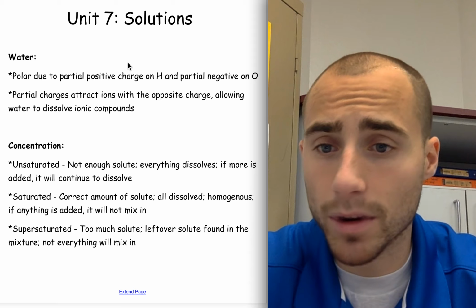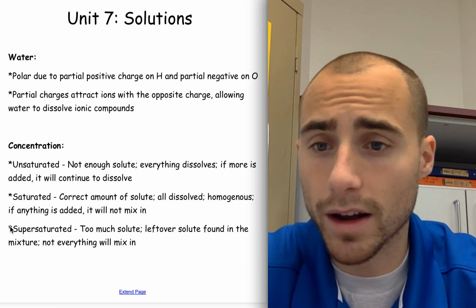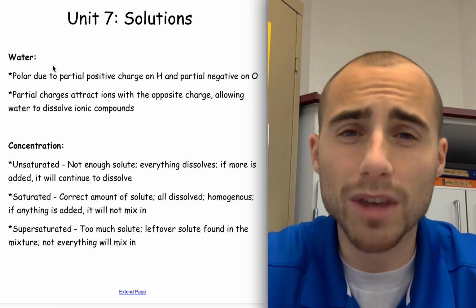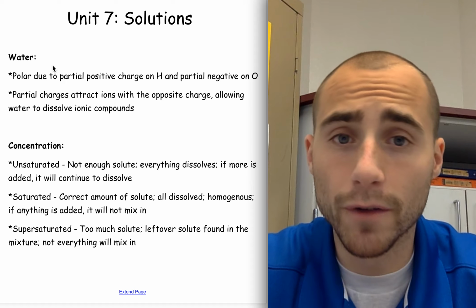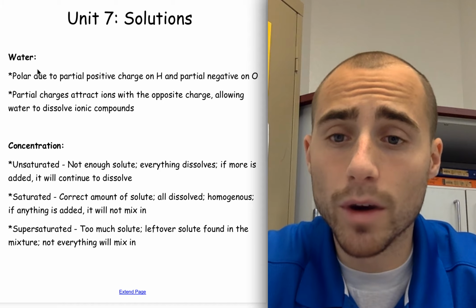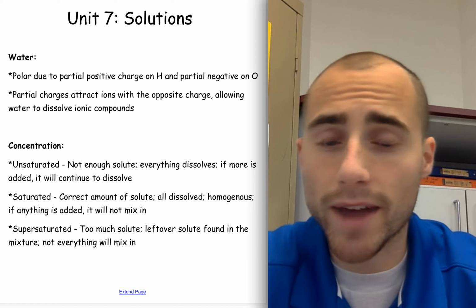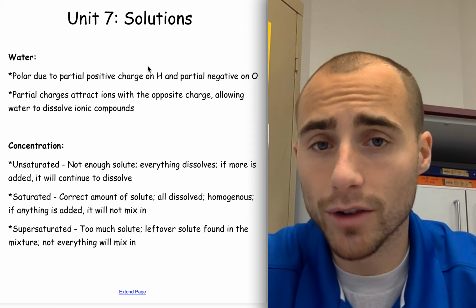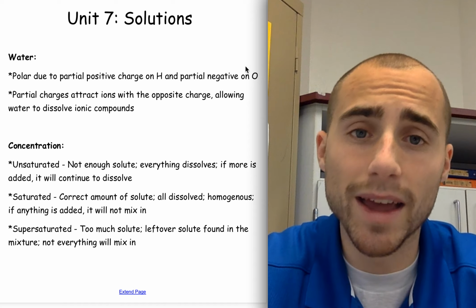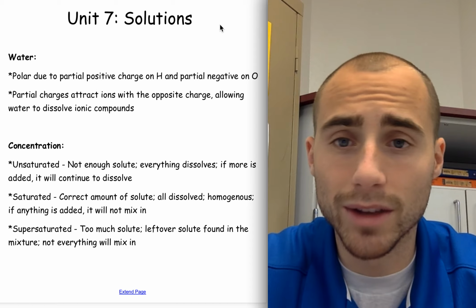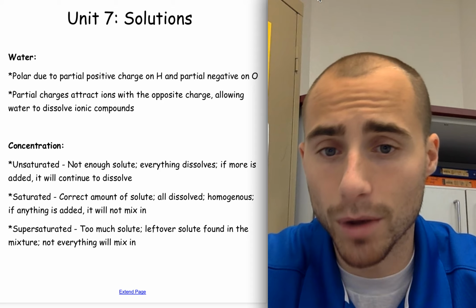Our first topic we're going to talk about is water and then concentration. So first, just some key points on water that we explored our first day in this unit. First of all, water is a polar molecule. What makes it a polar molecule is the fact that it has a partial positive charge on hydrogen and a partial negative charge on oxygen. So it has different charges on different ends of the molecule.